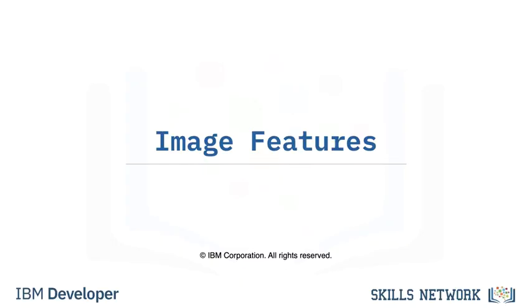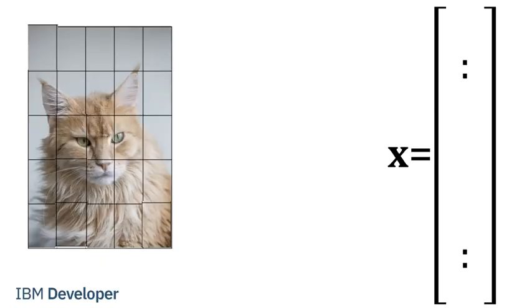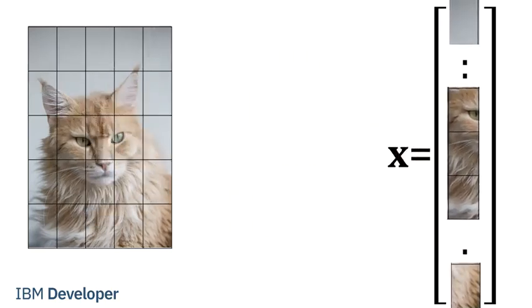In this video, we will review image features. In practice, using the image intensities for classification does not function well. Here we convert the image to a vector. We use large patches for illustrative purposes instead of individual pixel values.